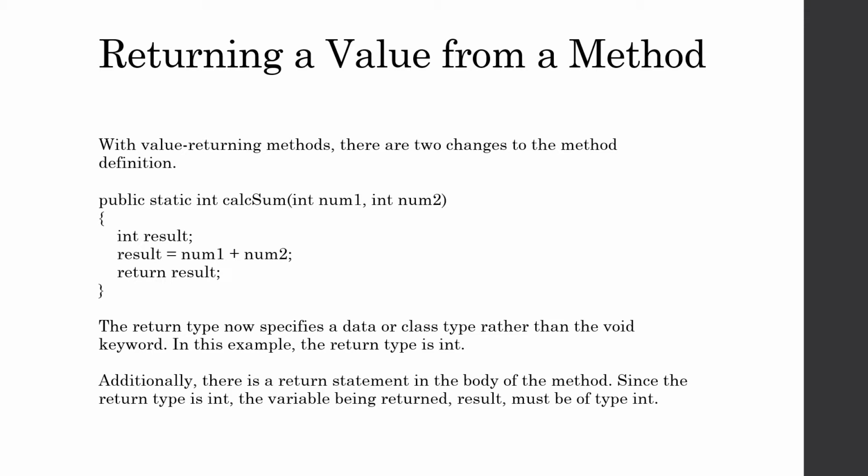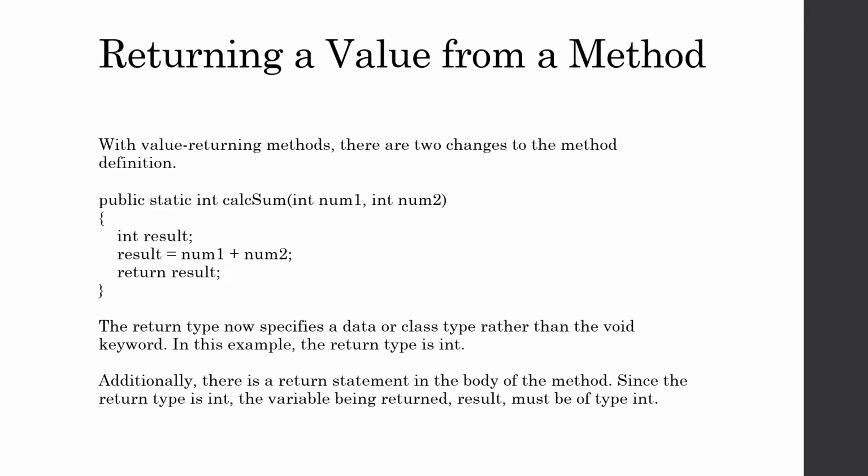Instead, we're going to change it to whatever the data type happens to be. So in this particular case now, the return type is going to be int, because we're expecting this to return an int value. Additionally, there's going to be a return statement. If we look inside the body of this method, you'll see at the very end of it, we've got the return keyword, which indicates our return statement.